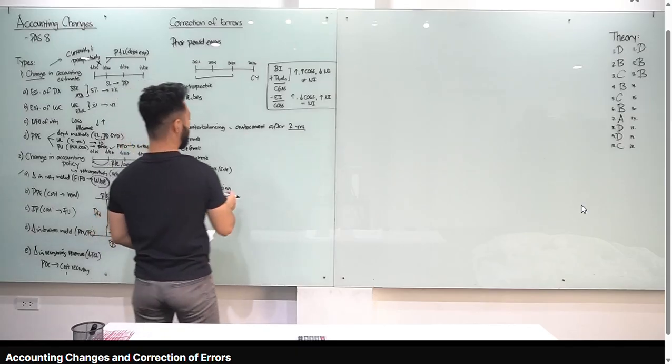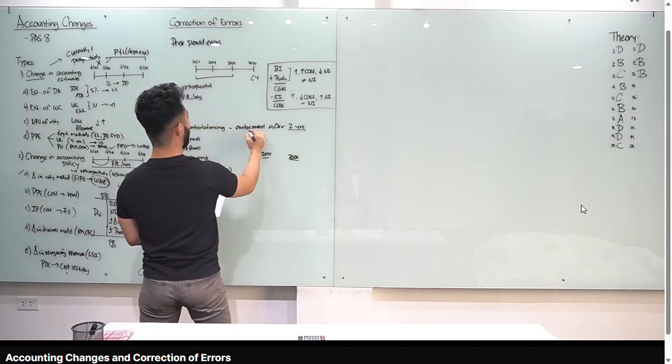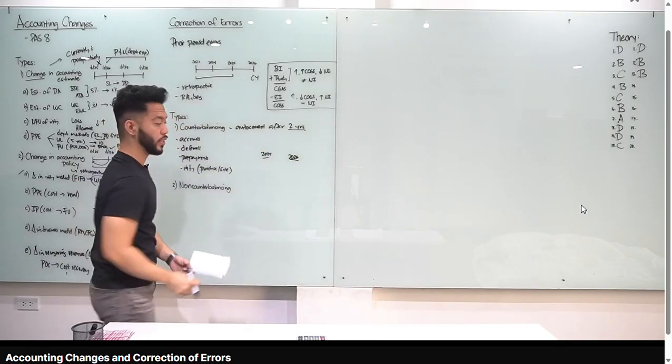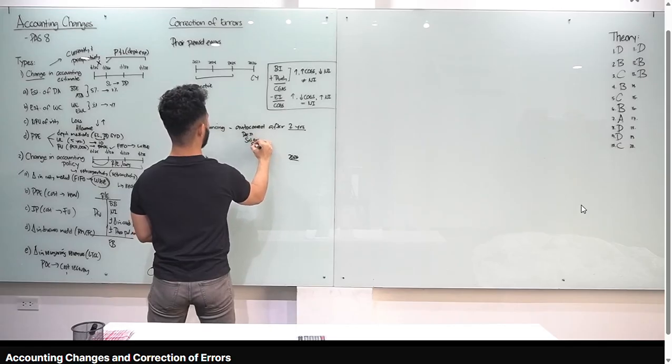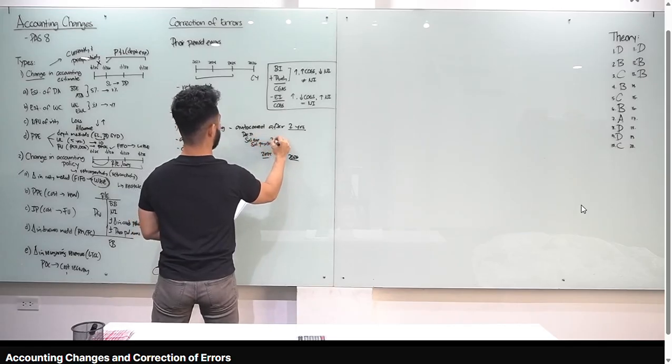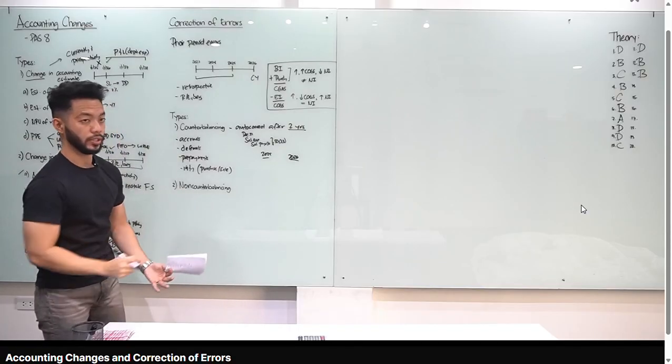I'll give you an illustration. Let's say, class, i-compare natin 2025 and 2026. Now, on December 31, nakalimutan natin mag-accrue ng salaries. Dapat ang entry natin on December 31, 2025: debit salaries expense, credit salaries payable, 50,000.